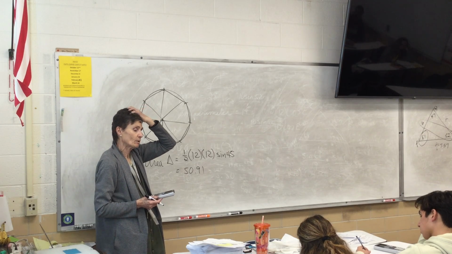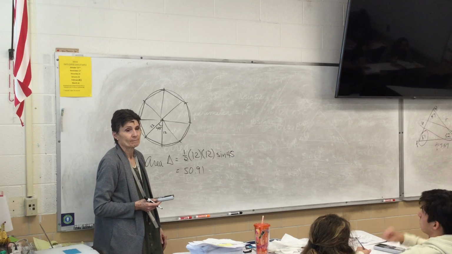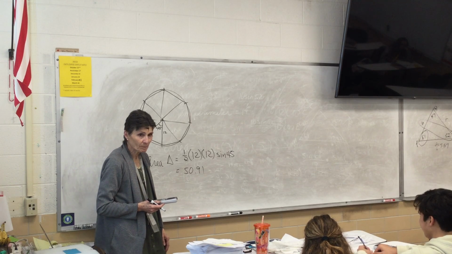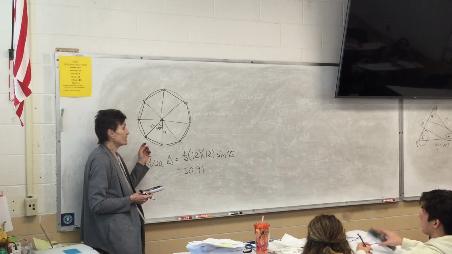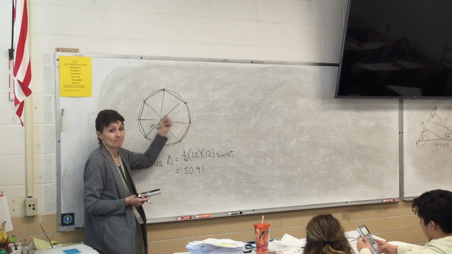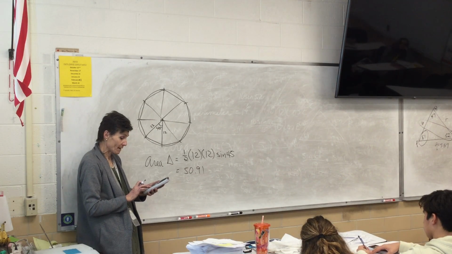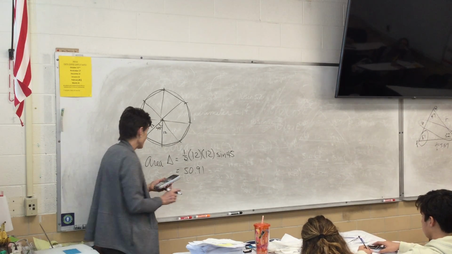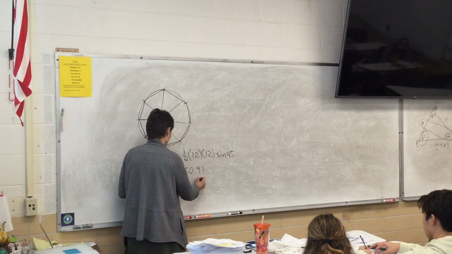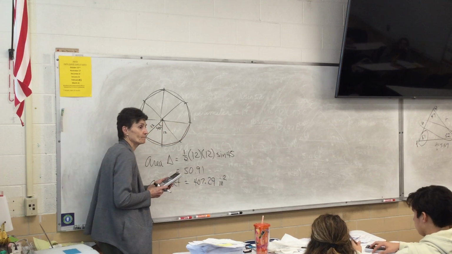You guys have to leave it free. Go ahead. How do I get the answer to the question? You have to divide it by 8. I don't divide it by 8. Okay. I multiply it by 8. Kylie, I was close. I have 8 of these, right? So I have that area 8 times. So I multiply by 8. And the area of the octagon is 407.29 square inches.